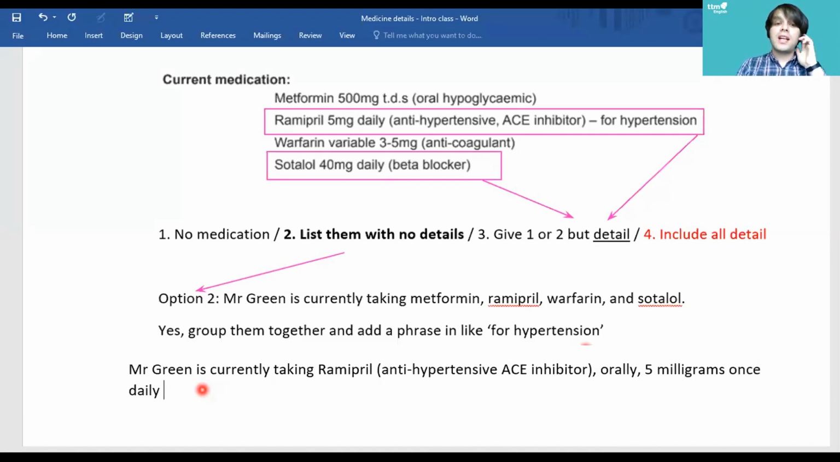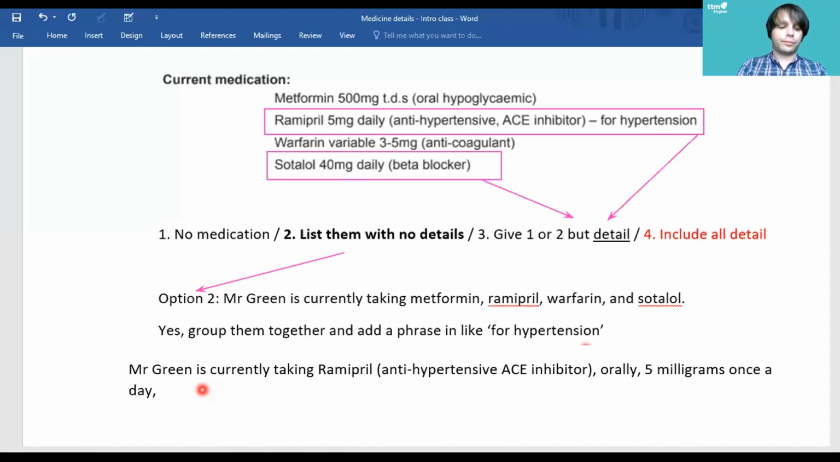Fantastic. So what about the second one, though? Let me ask Niraj. Are you there, Niraj? Alan said, please ask somebody else. Rachel is here. Yeah, Han, help me out here. So ramipril orally, 5 milligrams once daily, once a day, comma.